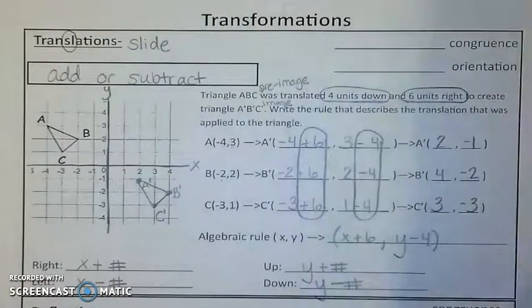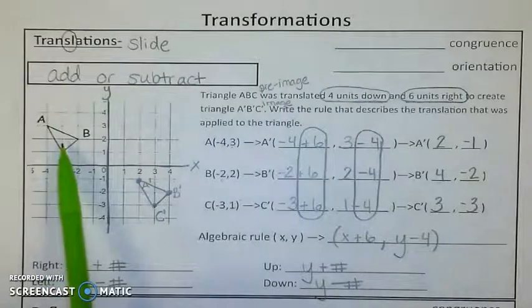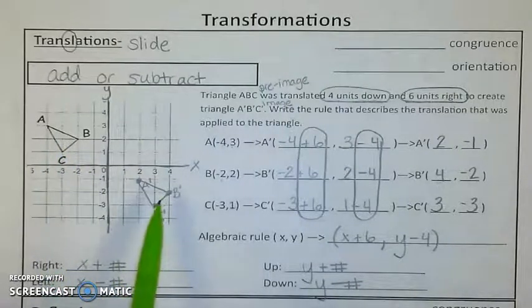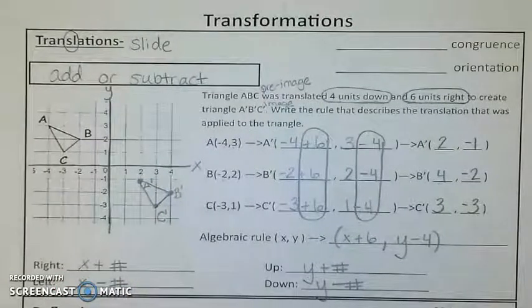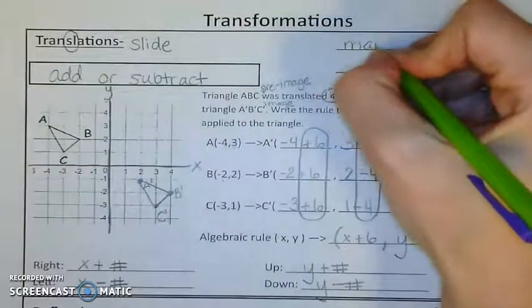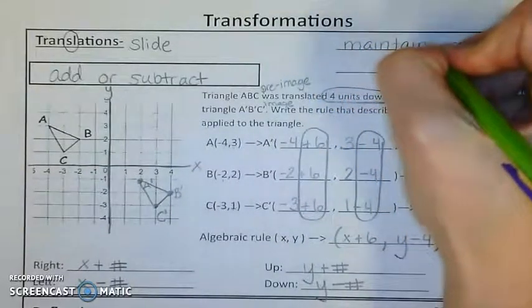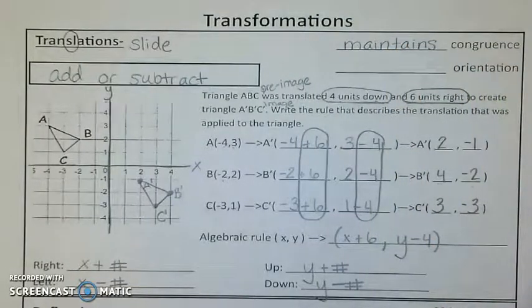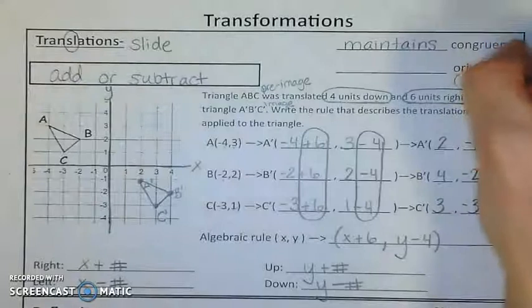The last thing we need to talk about is congruence and orientation. Congruence means that we have the same exact shape and the same exact size. Do you agree that this shape right here is the same exact shape and the same exact size as our new image? They are congruent. So what we're going to do right here is we're going to use the word maintains. A translation maintains congruence.